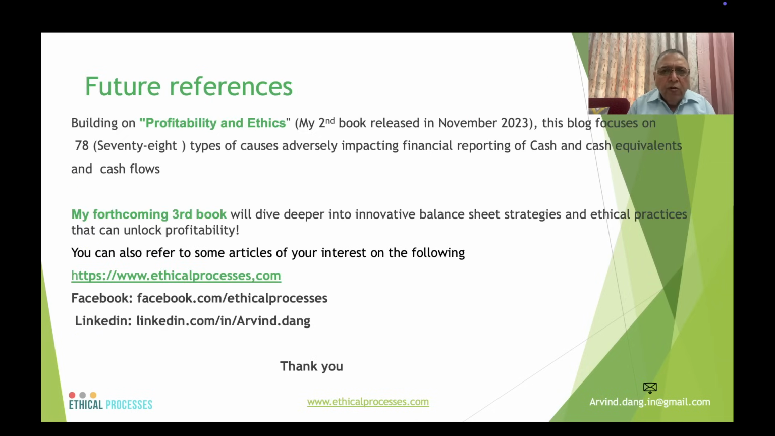Now, my second book was released in November 23, and this focuses on the 78 types of causes adversely impacting financial reporting of cash and cash equivalents and cash flows. I plan to come up with the third book sometime next year, which will focus on the balance sheet strategies. You can refer to some of the articles of your interest on my website and Facebook and LinkedIn also.